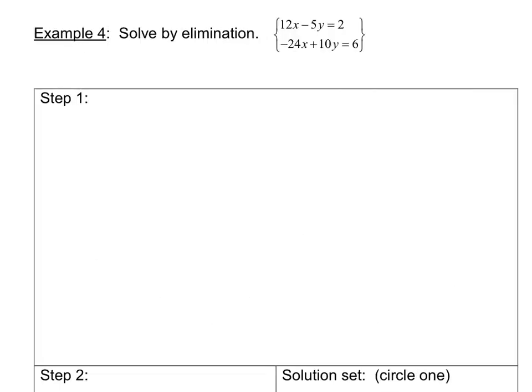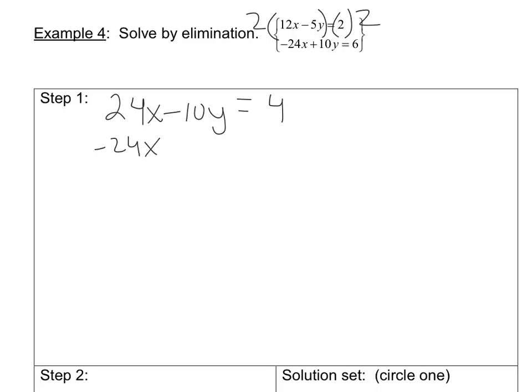Alright, so I look: can I multiply one and have it equal the other? Can you multiply 12 and have it equal 24? Yeah, 2. So multiply this first one up here by 2. Okay, so we have 24x minus 10y equals 4. Copy down the other one: negative 24x plus 10y equals 6.